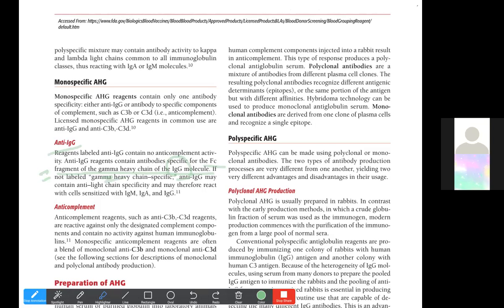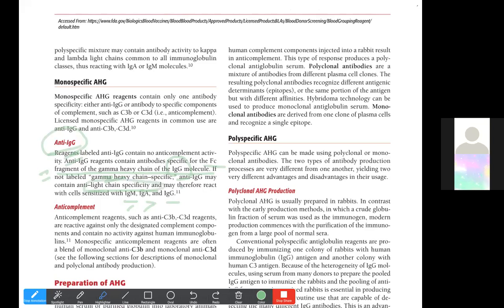heavy chains. If not labeled gamma heavy chain specific, anti-immunoglobulin can contain a light chain specificity as well, and may therefore react with cells sensitized with IgM, IgA, and IgG. So this is how even the monospecific IgG, although they are specific for IgG, they still may have a reaction with weak IgM, IgA antibodies also, because of the light chain specificity.